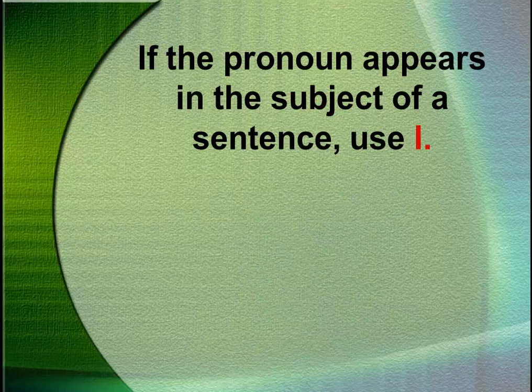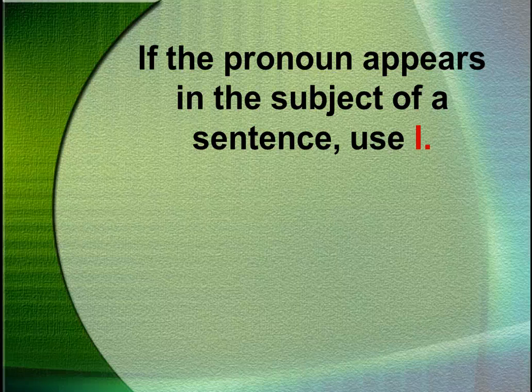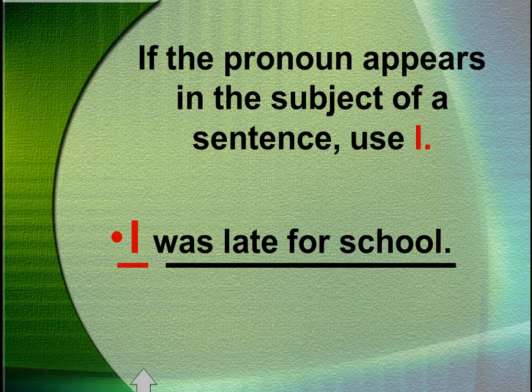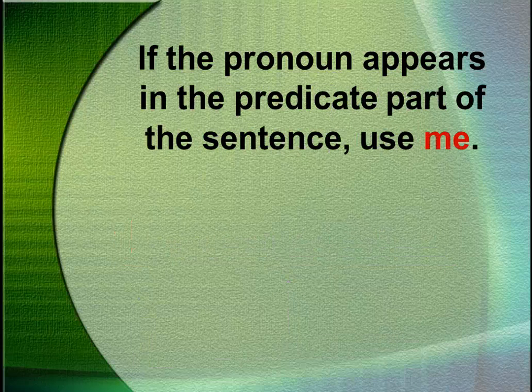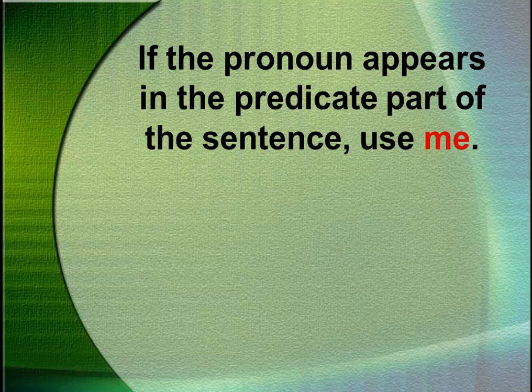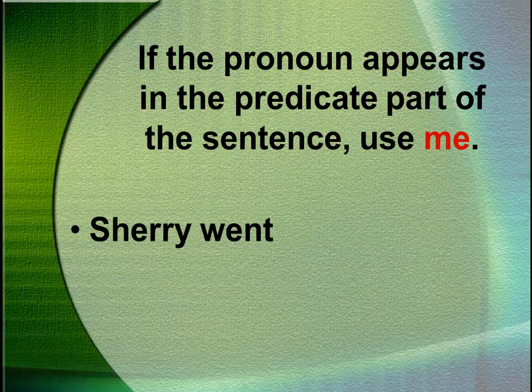If the pronoun appears in the subject of a sentence, you use I. I was late for school. I am the subject. Was late for school is the predicate, the group of verbs. So if the pronoun appears in the predicate part of the sentence, you use me.